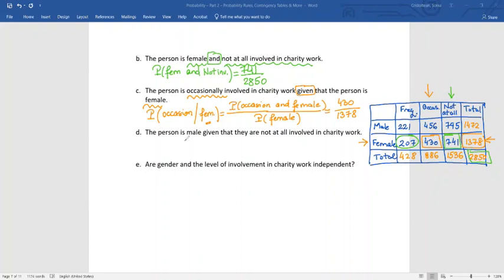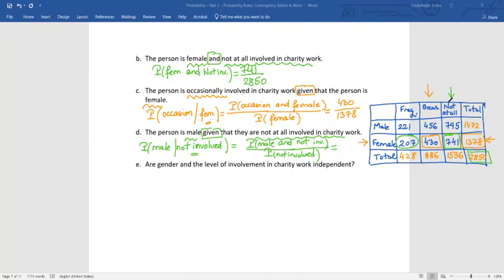Probability that the person is a male, again given that they are not at all involved in charity work. To answer this question, we will apply the formula in a very similar way. And on the bottom, I'll be looking at this, not involved. So let's just take a look at those numbers in the chart.